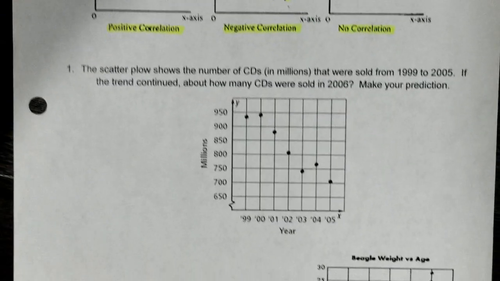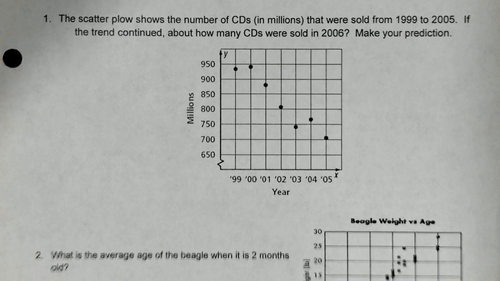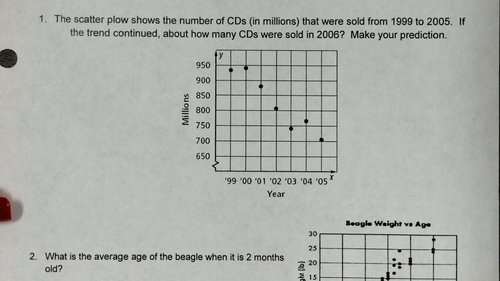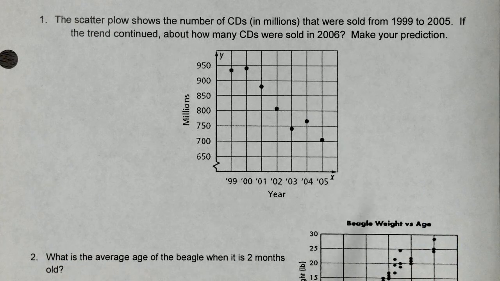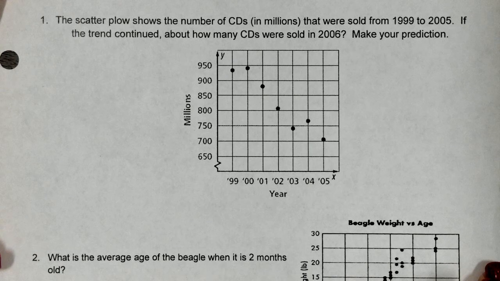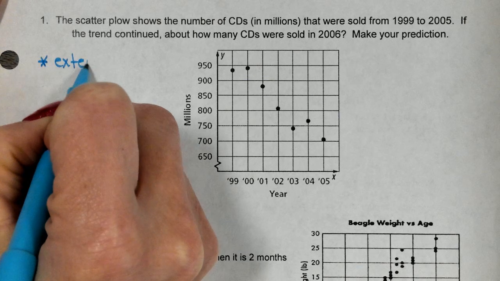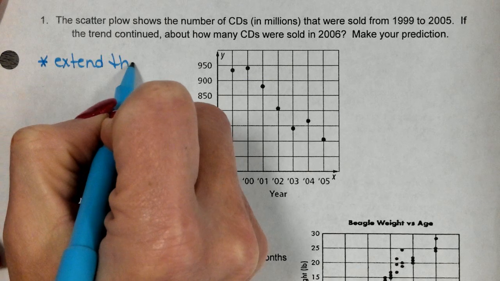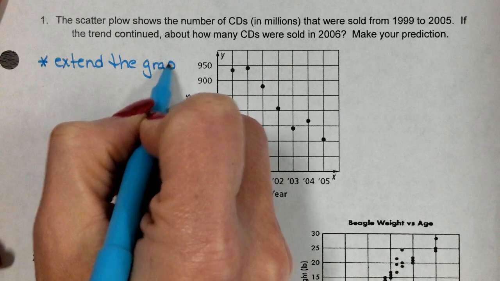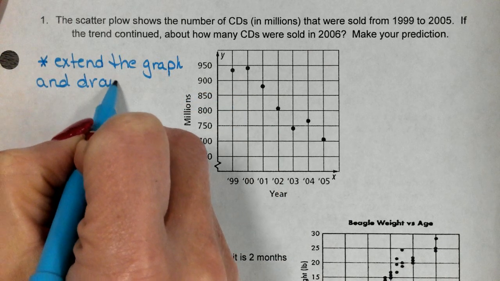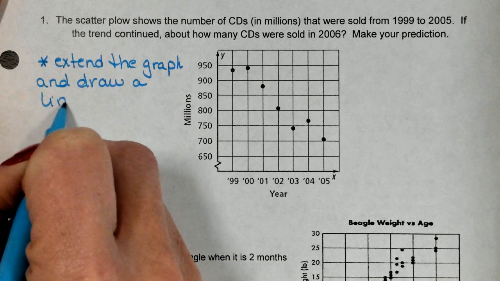Okay, so the scatter plot below shows the number of CDs in millions. Make sure you read your graphs very carefully so you know what they're talking about, that were sold from 1999 to 2005. If the trend continued, about how many CDs were sold in 2006? Make your prediction. So the first thing that you want to do is extend the graph and draw a line of best fit.